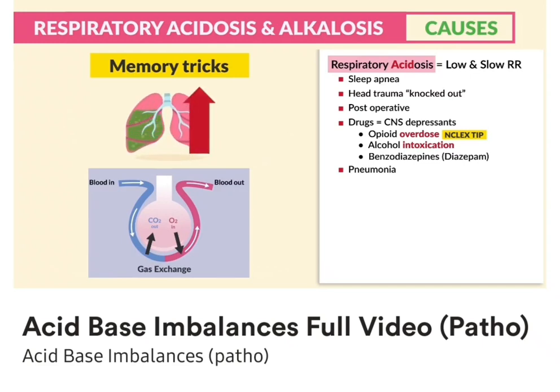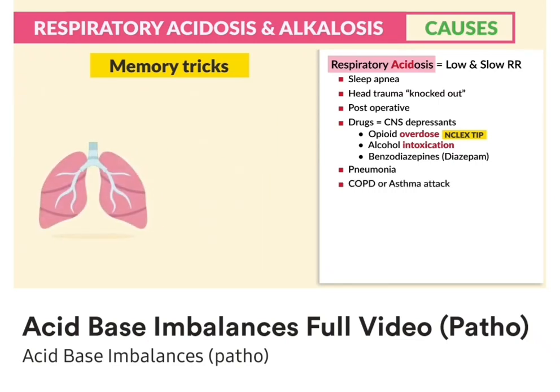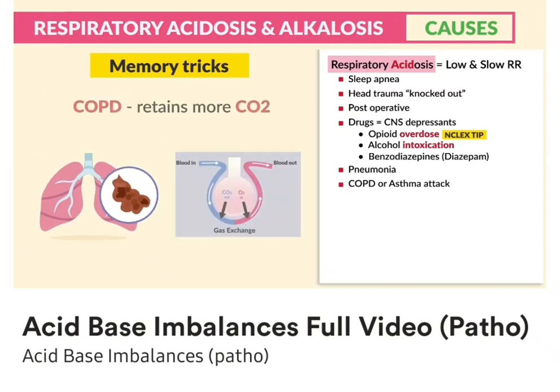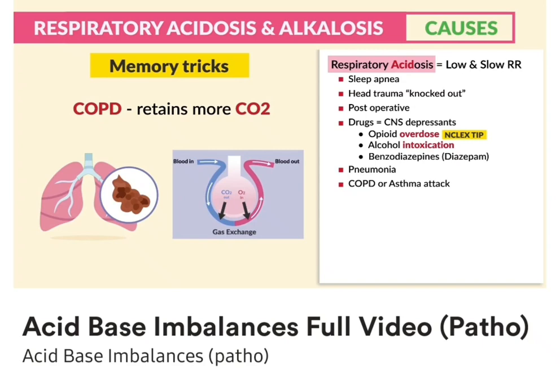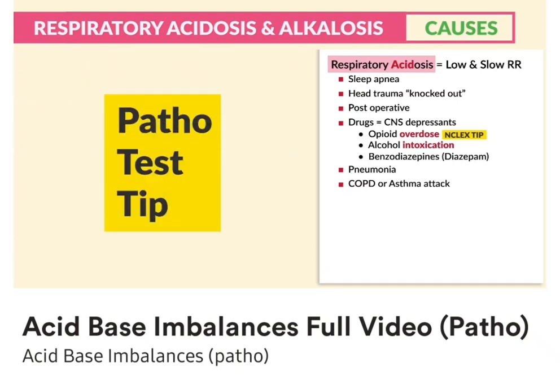Now, we can also have impaired gas exchange from, let's say, pneumonia, where we get thick mucus buildup inside the lungs. So you have to ask yourself, do you have good gas exchange? Well, no. So CO2 is retained in the body, making the blood more acidic. And COPD or asthma attacks. Do we have good gas exchange? Well, no. So CO2 is retained. So just think COPD retains more CO2.